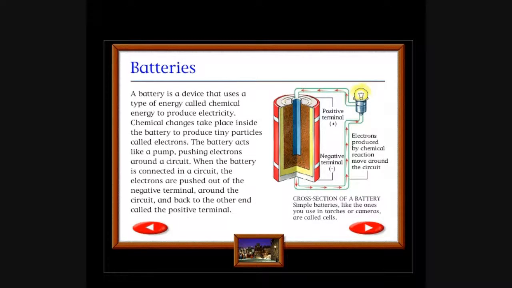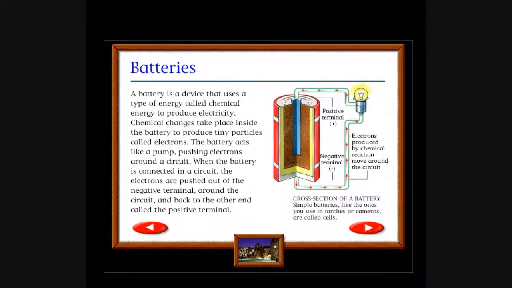A battery is a device that uses a type of energy called chemical energy to produce electricity. Chemical changes take place inside the battery to produce tiny particles called electrons. The battery acts like a pump, pushing electrons around a circuit. When the battery is connected in a circuit, the electrons are pushed out of the negative terminal around the circuit and back to the other end, called the positive terminal.